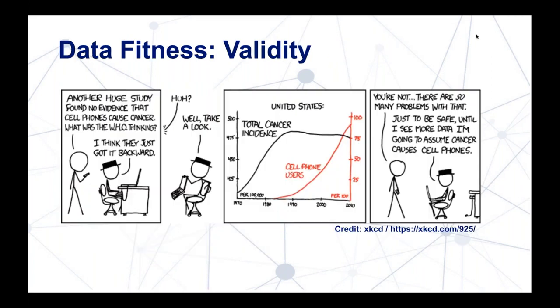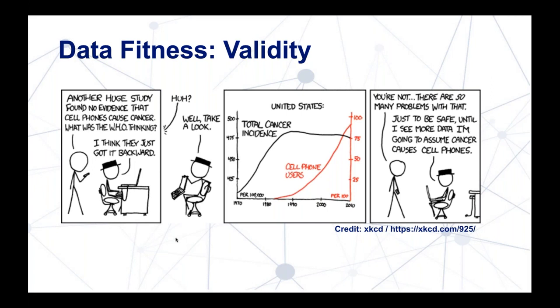So I don't know if there's any XKCD fans here, but this is an old favorite of mine from XKCD. This is the classic correlation and causal inference mix-up. But it shows the problems that we get when we don't think appropriately about things like validity, reliability, and representativeness, right?